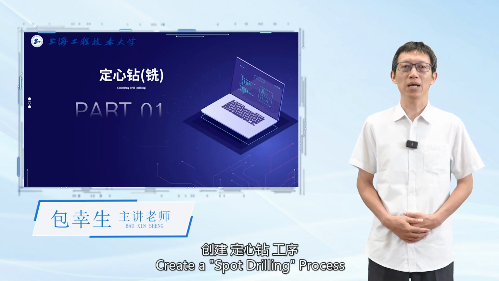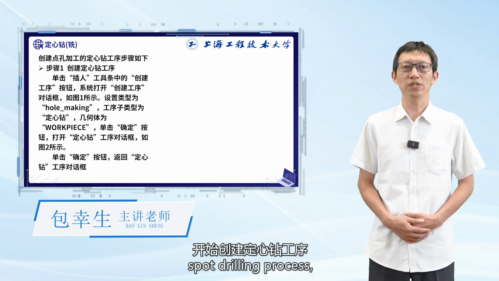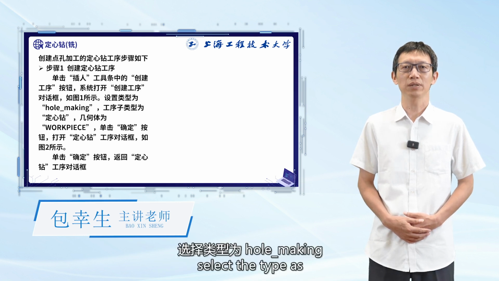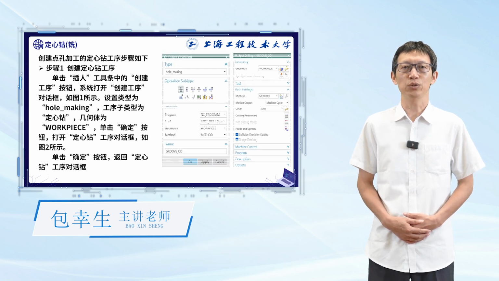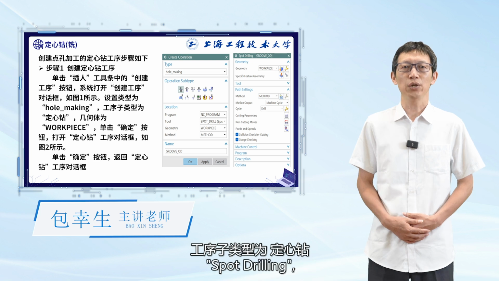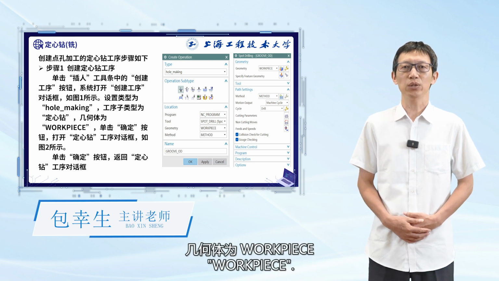Today, we will discuss the automatic programming of hole machining, milling. Create a spot drilling process. Start creating a spot drilling process. Select the type as hole making, the process subtype as spot drilling, and the geometry as workpiece.